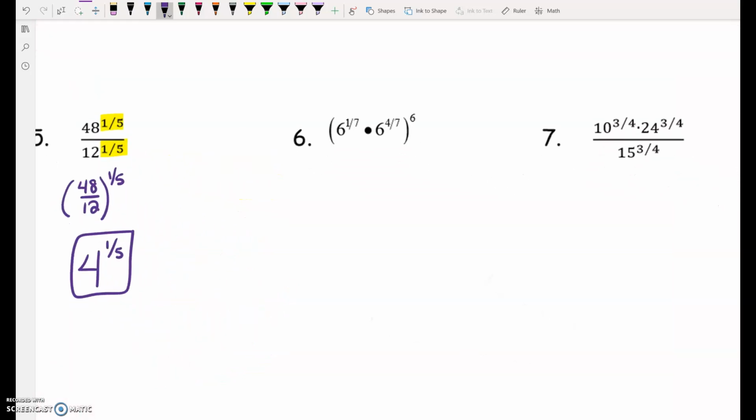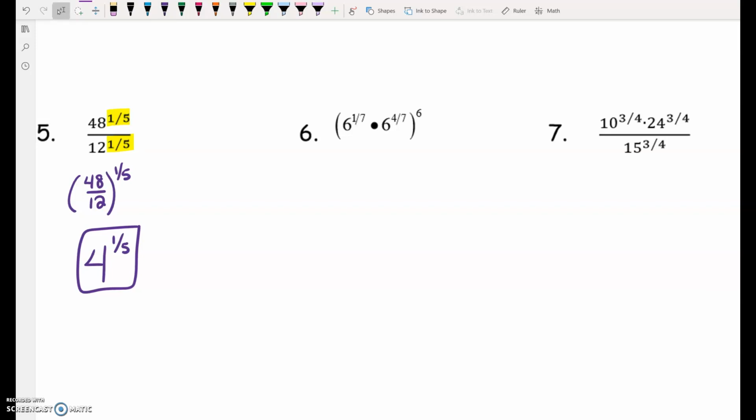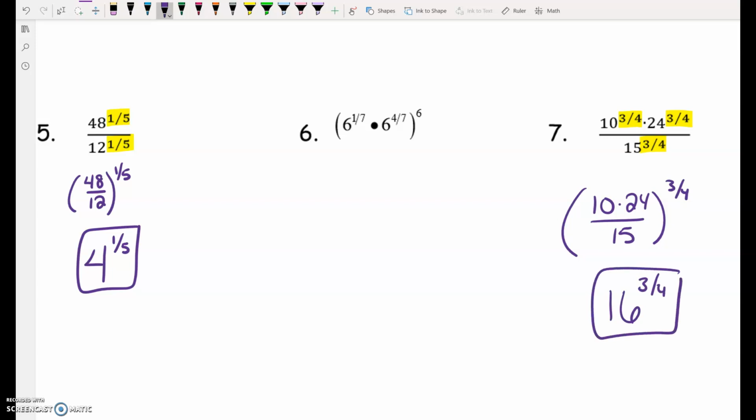If we skip over to number 7, do you see how number 7 is that same type of problem? If all of the exponents are the exact same thing, put 10 times 24 divided by 15 in the parentheses with the 3/4 on the outside. When I do 10 times 24 divided by 15, I get 16. So our final answer there is 16 raised to the 3/4.